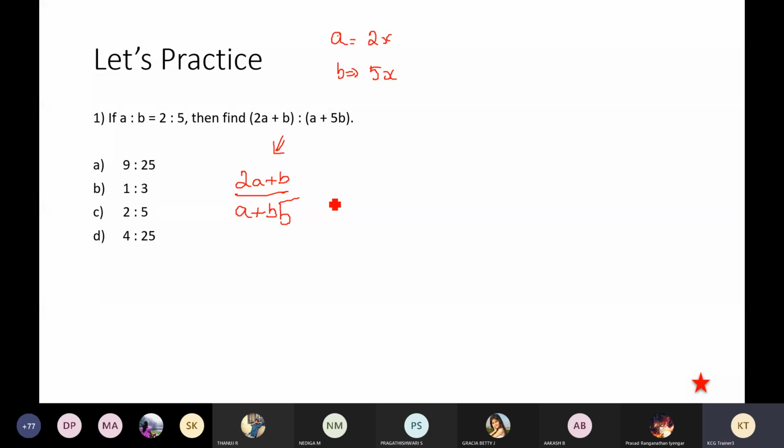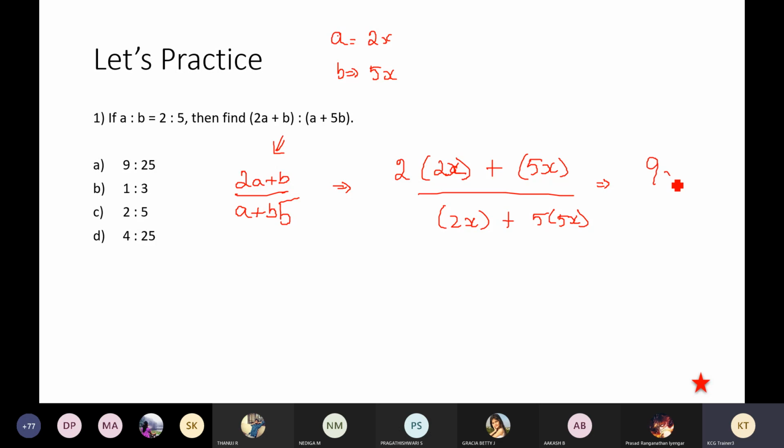So here, the actual question is (2A plus B) divided by (A plus 5B). So 2 into A, 2x, plus B, 5x, divided by A, 2x, plus 5B, 5 into 5x. So 2 2s are 4, 4 plus 5, 9. So 9x divided by 25 plus 2, 27x. So 9 is to 27. So my answer is 1 is to 3. My answer is option B, guys. It's 1 is to 3.